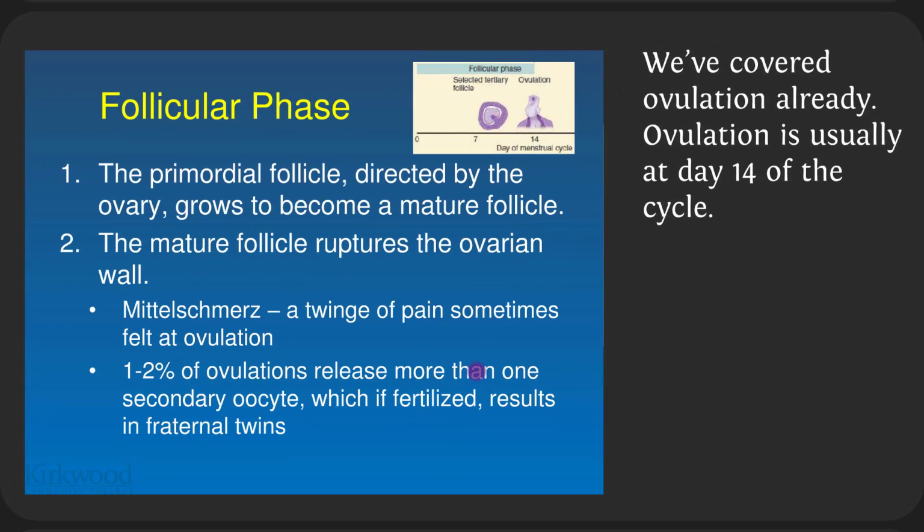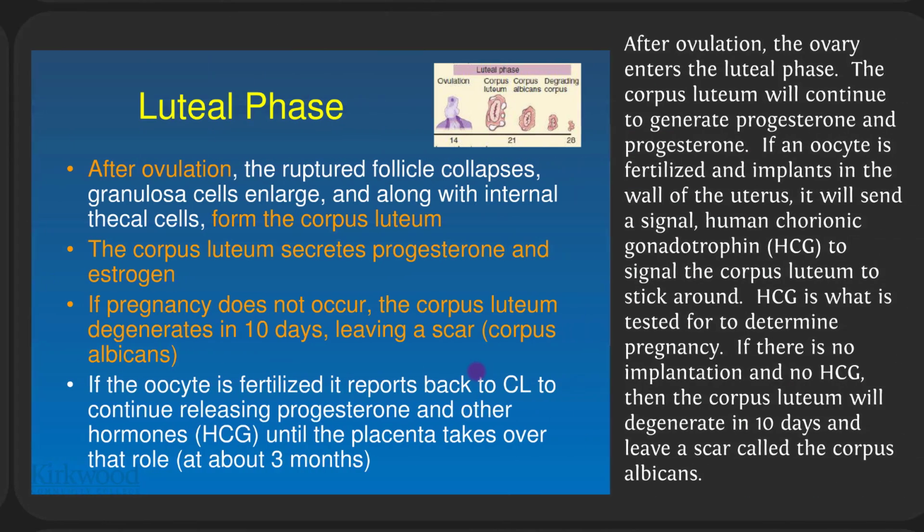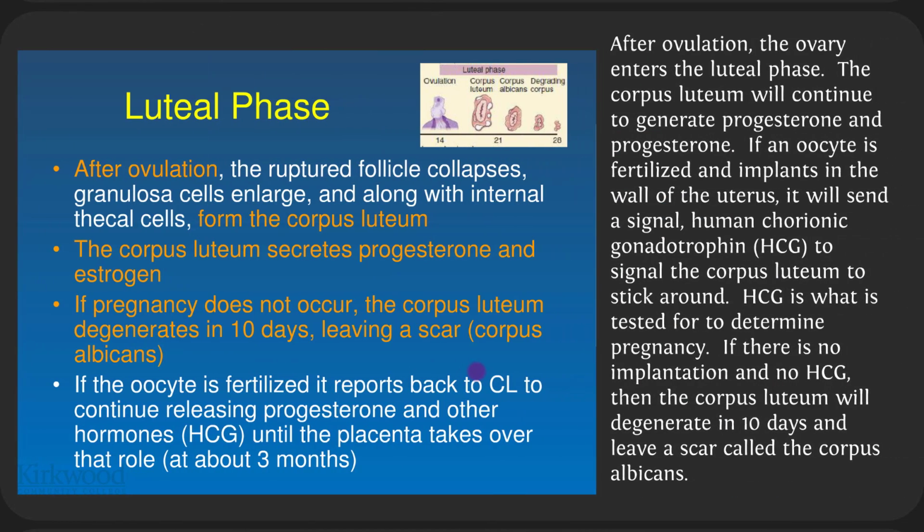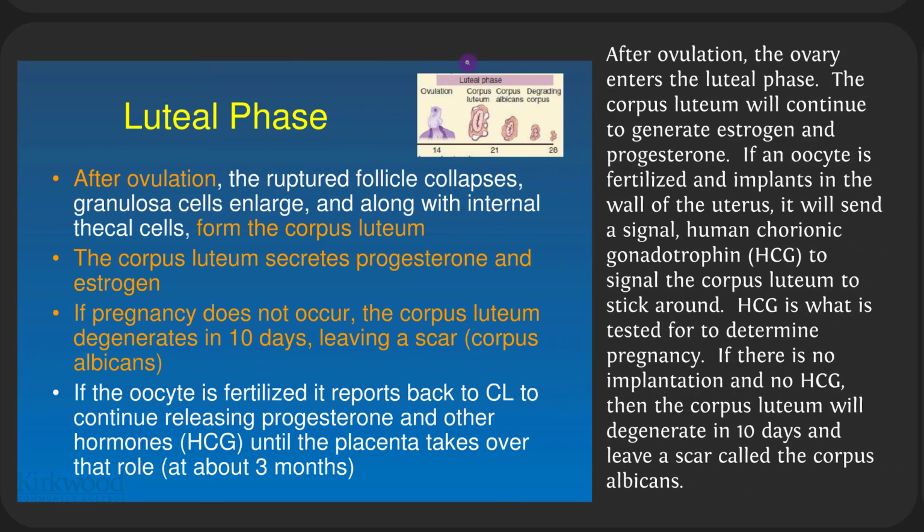We've covered ovulation already. Ovulation is usually at day 14 of the cycle, and we've mentioned Mittelschmerz, and we've mentioned fraternal twins because of overovulation. After ovulation, the ovary enters the luteal phase. The corpus luteum will continue to generate estrogen and progesterone.